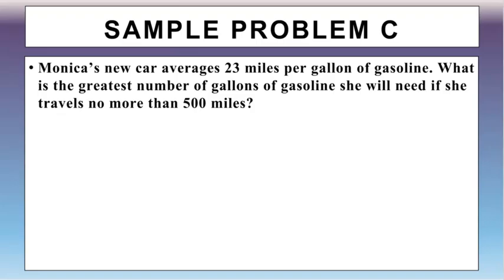And our last problem: Monica's new car averages 23 miles per gallon of gasoline. What is the greatest number of gallons of gasoline she will need if she travels no more than 500 miles? So a couple of key phrases. No more than means it has to be less than or equal to. So Monica's new car averages 23 miles per gallon. What is the greatest number of gallons of gas she will need?